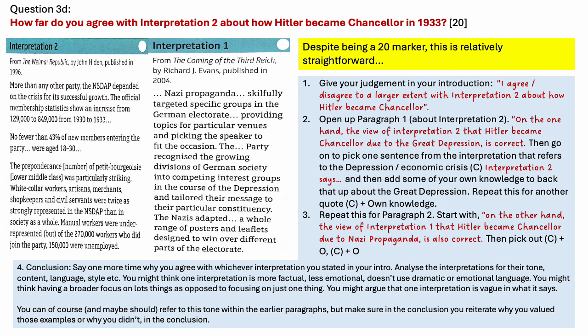That will help obviously pad out your paragraphs as well, but still make sure in the conclusion you just reiterate those things you've already said in your paragraphs about the interpretations, and then why you value them so much, and of course why you didn't value the others. You didn't think there was enough facts in interpretation 1 perhaps. You thought it was too vague, stuff like that.